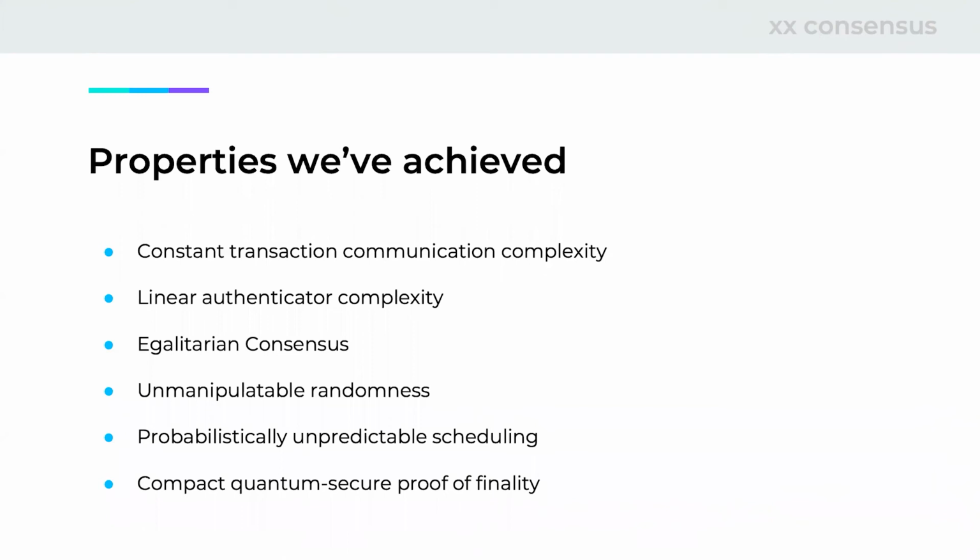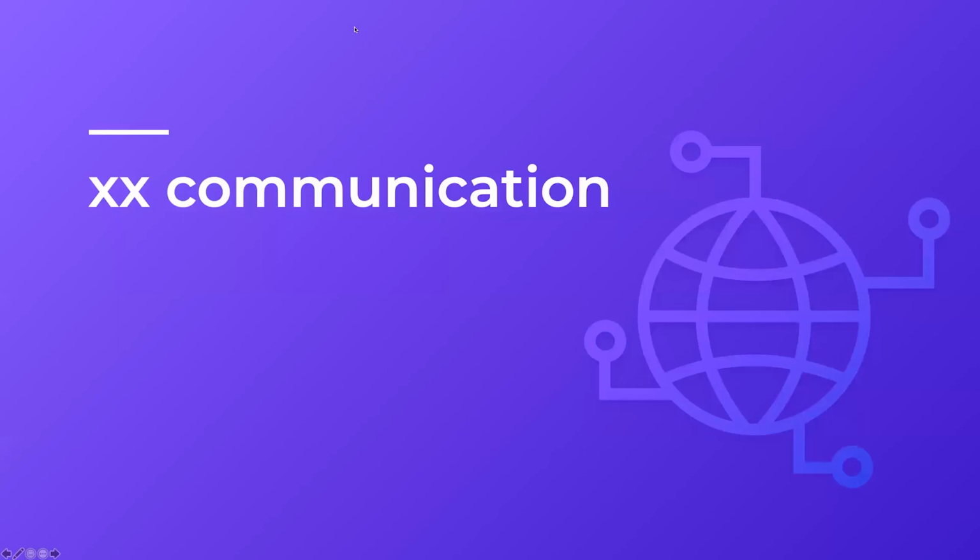Finally, we also have compact quantum secure proofs of finality. This is very important for mobile clients, and we use our novel compact endorsement signature scheme that Mario described in order to achieve this. We have now concluded the XX consensus part of the webinar. I will hand over to Ben, who is going to talk about XX communications.